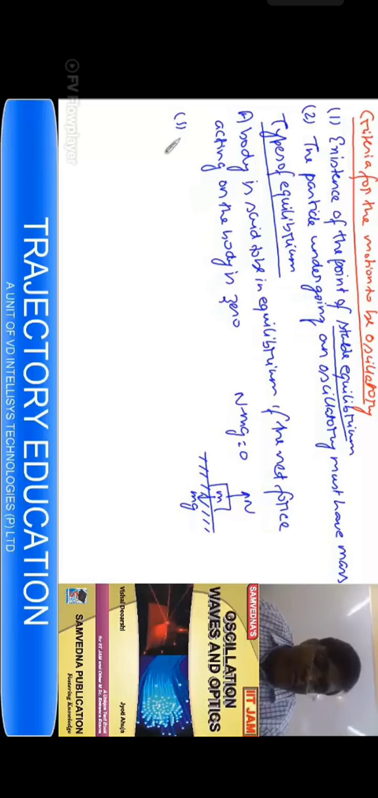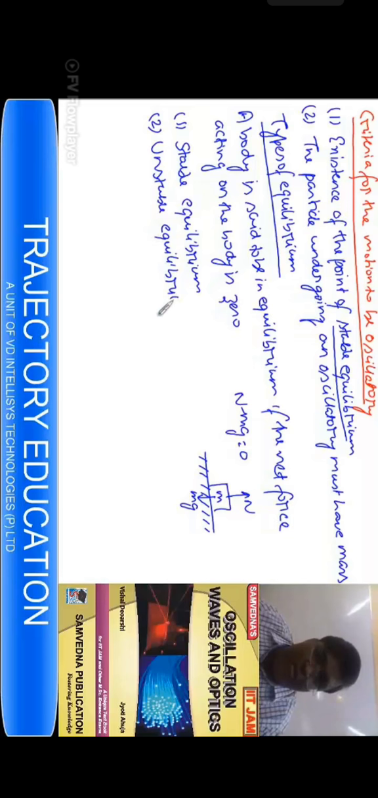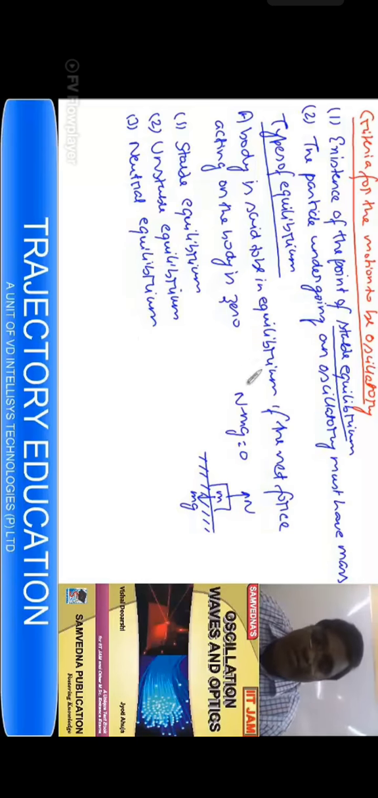There are three kinds of equilibrium. One is called stable equilibrium. Other is called unstable equilibrium. And third is called neutral equilibrium. Right. I'll take a good example and try to discuss with you what is stable equilibrium, what is unstable equilibrium, and when do you call the equilibrium to be neutral.